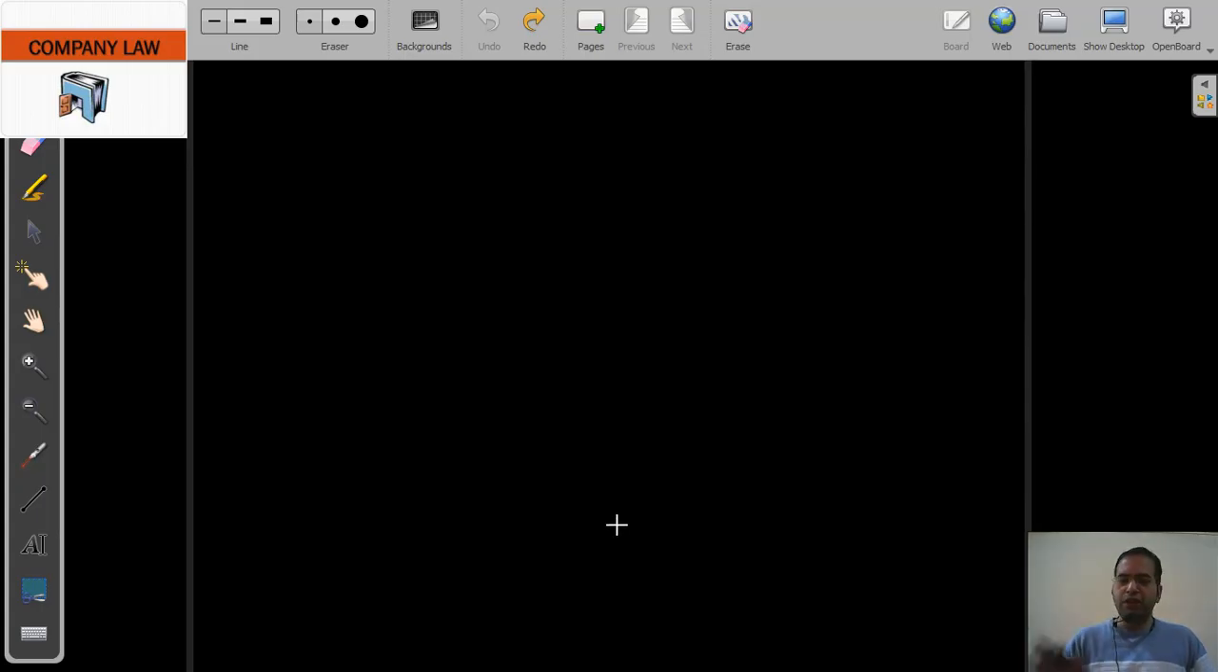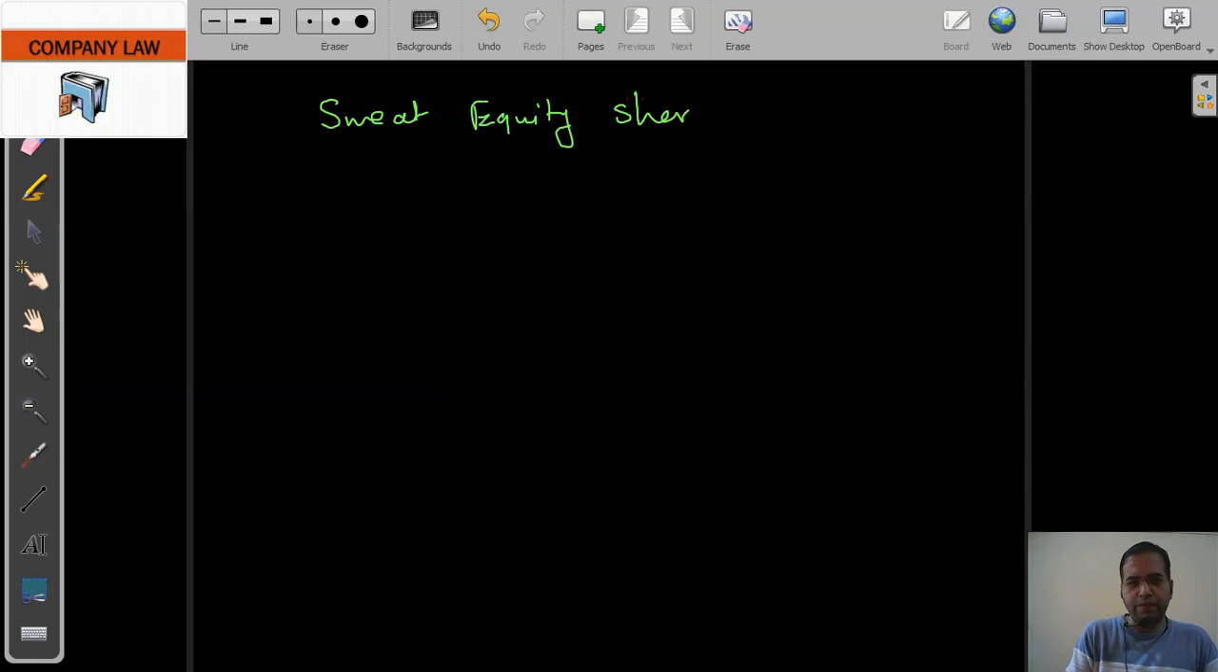So what is that? Let's get started with the provisions relating to sweat equity shares, which are given under section 54 of the Act. Except for sweat equity shares, a company cannot issue shares at discount. So let me just put over here: sweat equity shares, where the provisions are given under section 54.